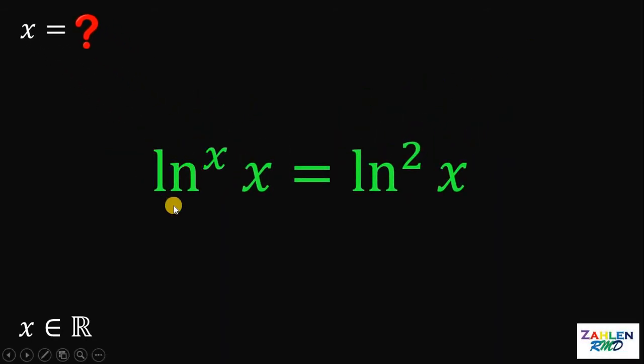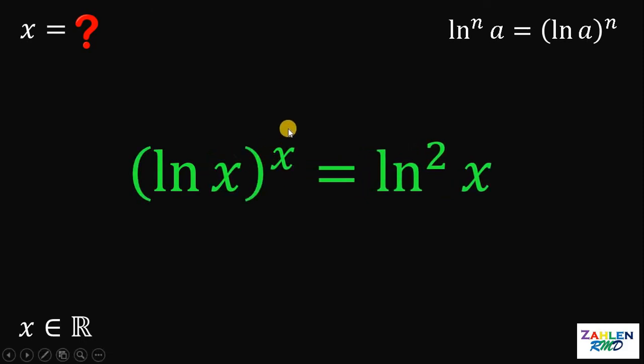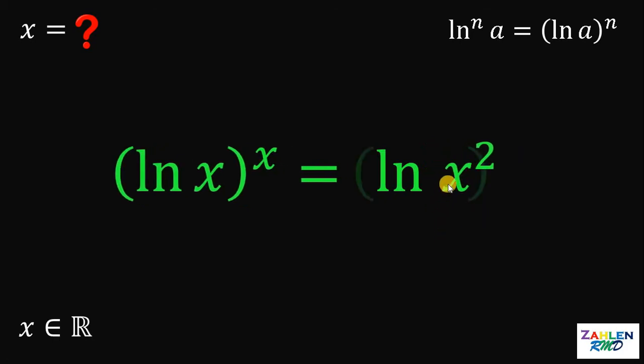So given that ln of x raised to x equals ln of x squared, and we want to find the real value of the variable x. Now the question is, how do we start our solution? Take note that ln of a raised to n can be written as ln of a quantity raised to n. Therefore, this ln of x raised to x can be written as ln of x raised to the power of x. Also, this ln of x squared can be written as ln of x raised to the power of 2.